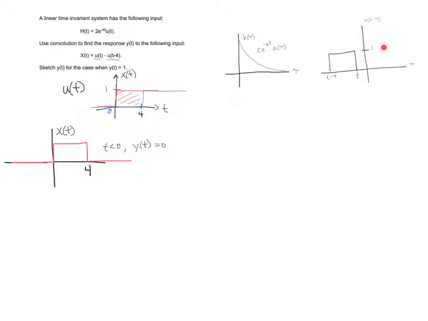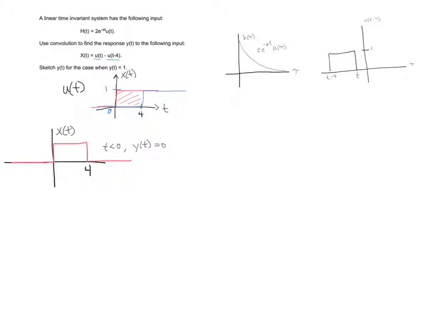And then here we want to draw our x of t minus tau, and we're going to flip it and shift it by t. Now, these are just standard steps you do when convolving two systems, a system with a response.